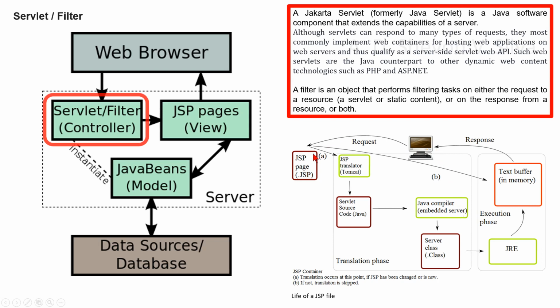And here, if not, translation is skipped. Here, if the JSP has not been changed or is not new, then translation is skipped, and then JSP page.jsp is connected to the text execution phase here, and it's connected to the text buffer here in memory, and the text buffer is connected to the client here. The response is passed from the text buffer in memory to the client.